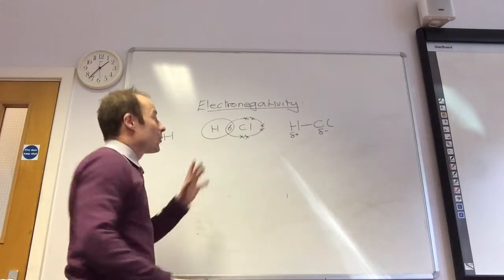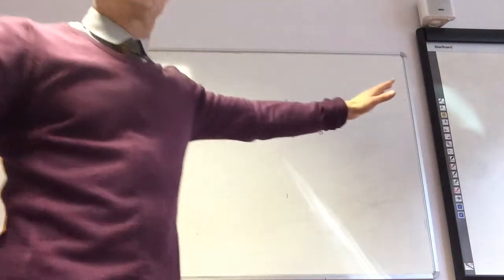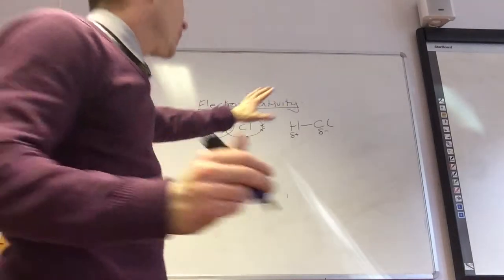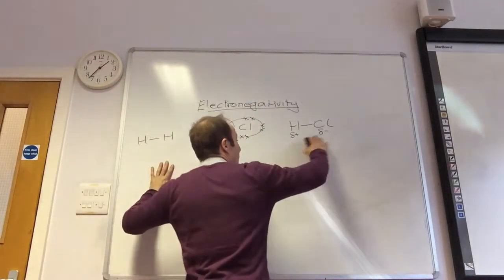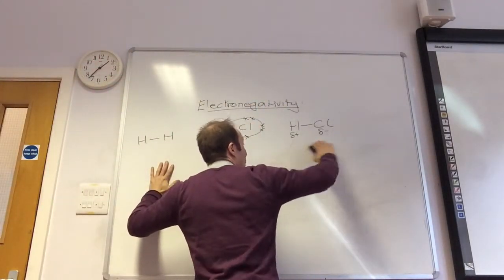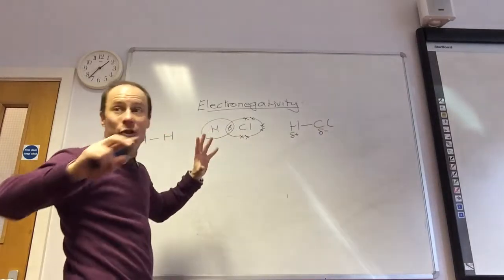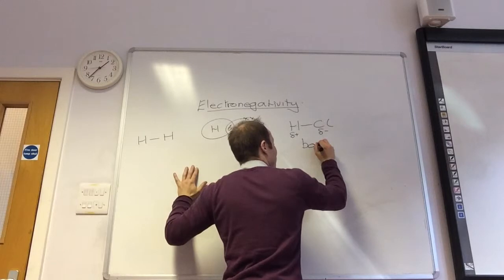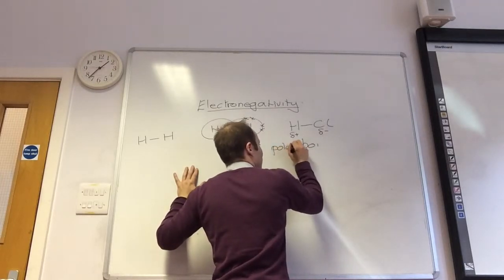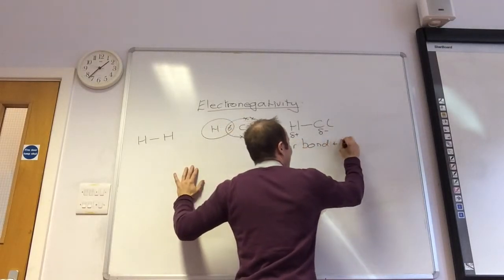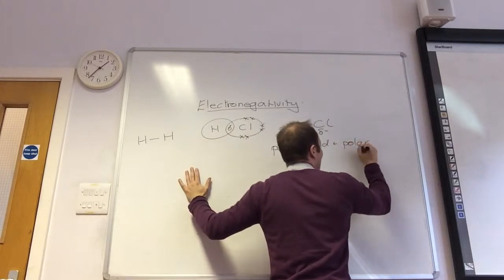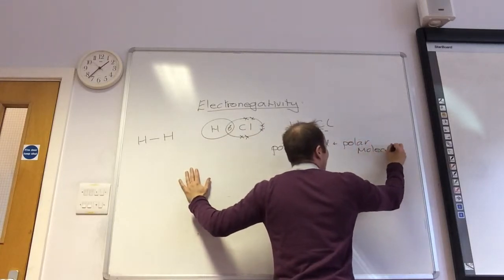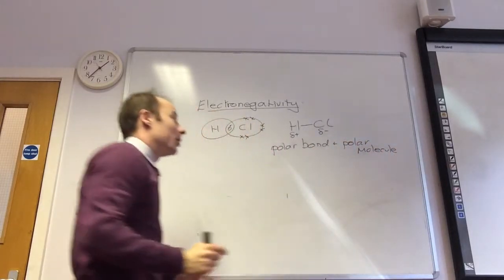So it's really important, because that gives me a little charge on my molecule, which gives me a polar molecule. If I look at that molecule overall, it's got a little charge across it. So I've got a polar bond and I've got a polar molecule. But I can have polar bonds and non-polar molecules.